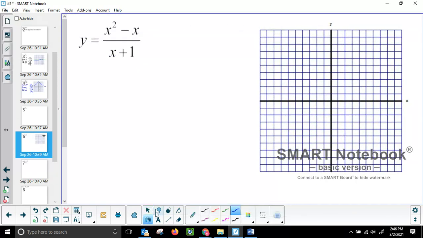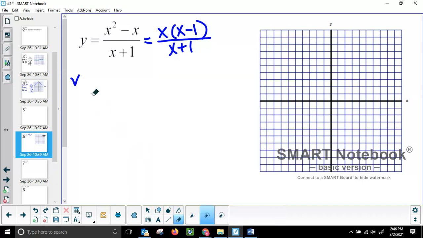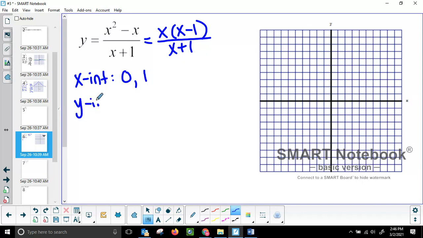Move this over here. Okay, so this obviously factors. We can factor this out, and we get x times x minus 1 over x plus 1. X-intercept, we set the top equal to 0 and solve. We get 0 here, and we get positive 1 here. Plug 0 in for x. 0 times anything is 0. Vertical asymptote, set the bottom equal to 0 and solve.